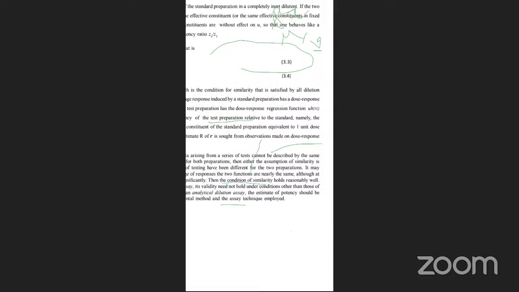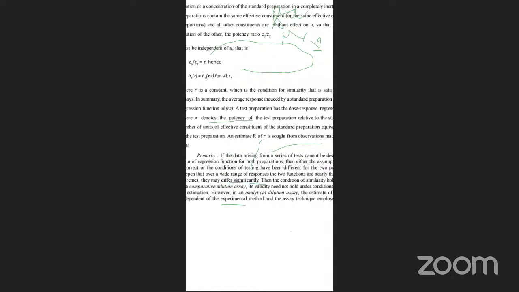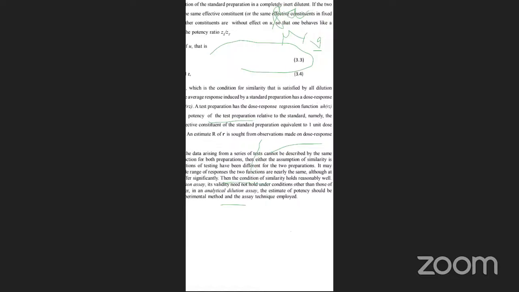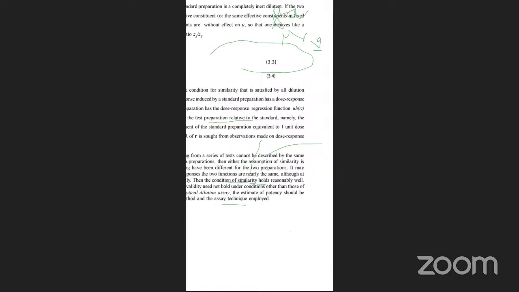If the data arising from such tests cannot be described by the same form of regression function for both preparations, then either the assumption of similarity is incorrect or the conditions of testing have been different for the two preparations. It may happen that over a wide range of responses, two functions are nearly the same, although at extremes they may differ significantly, then the condition of similarity holds reasonably well.